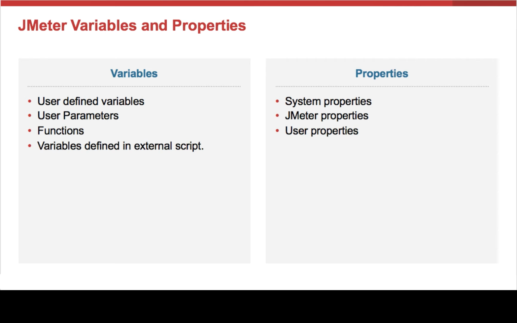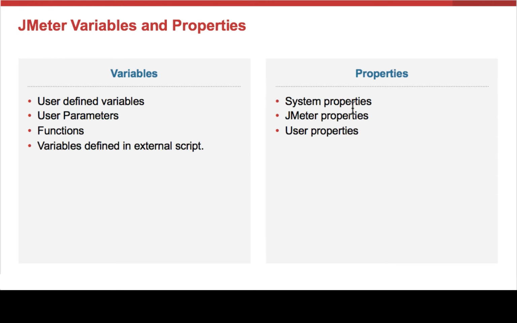What are JMeter variables and properties? JMeter has a few types of variables. It can be user-defined variables, user parameters, functions, or variables defined in an external script, for example, in a BeanShell script. For today's session, we'll be focusing only on the user-defined variables and the user parameters.